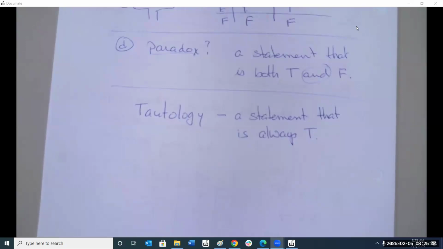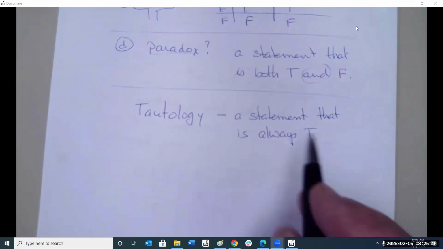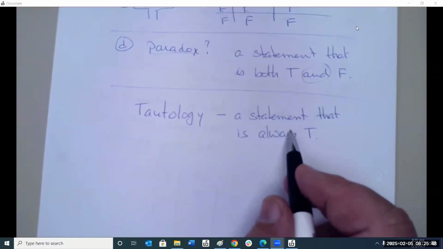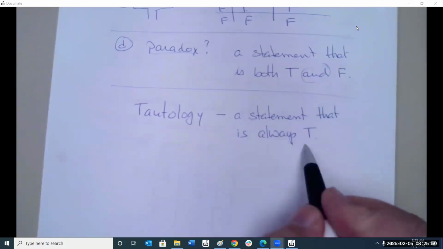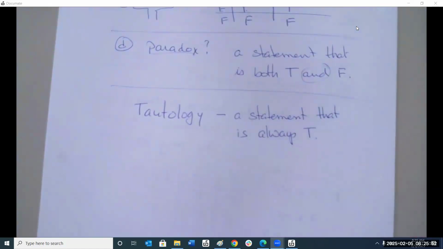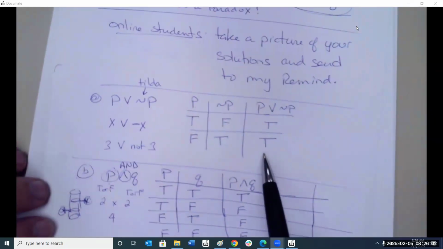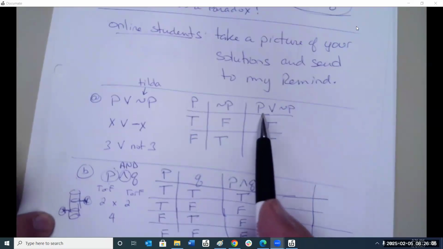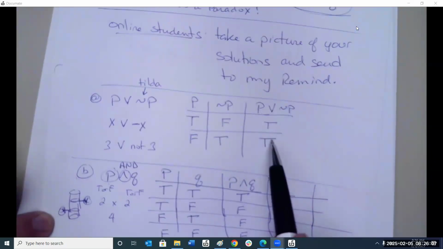Now, here's what it says. When you read something like this, what this means, when a statement is always true, that means the end result, the last column, is always true. For example, like this one, P or not P, it's always true. So this is a tautology.